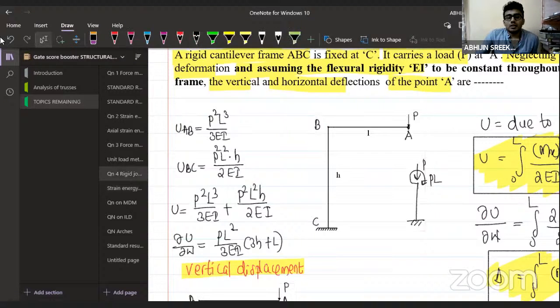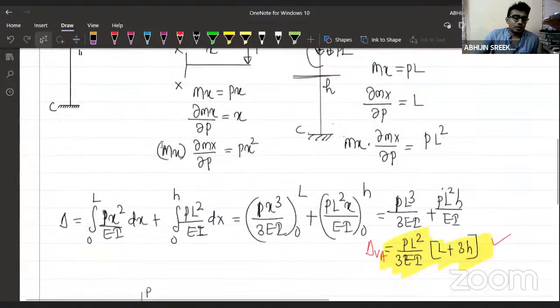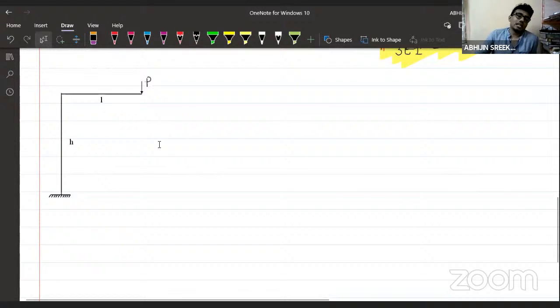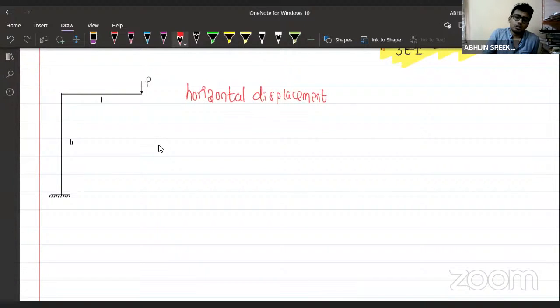Okay. That was not the end of the question. I was interested in calculating the horizontal displacement as well, right? Horizontal displacement. Will I be able to use Castigliano's theorem here? So then which method will I be using? I will be using exactly what Vaishnavi told me previously. We'll be using the fictitious load method, or imaginary load method.